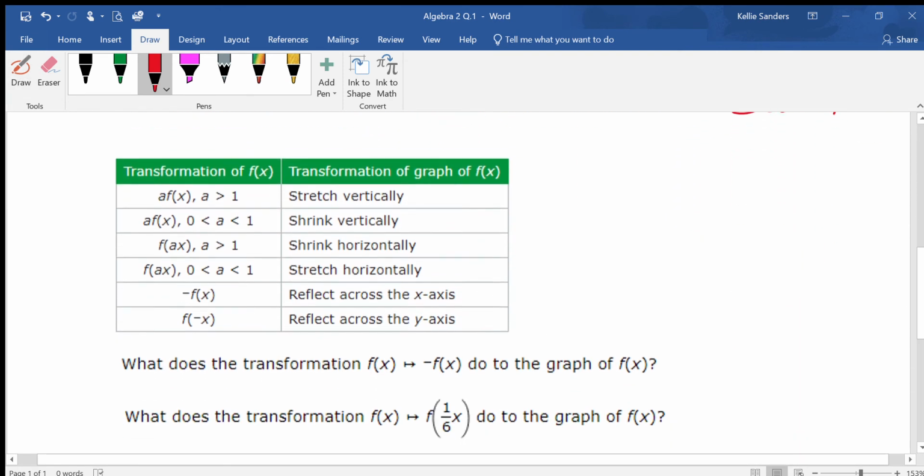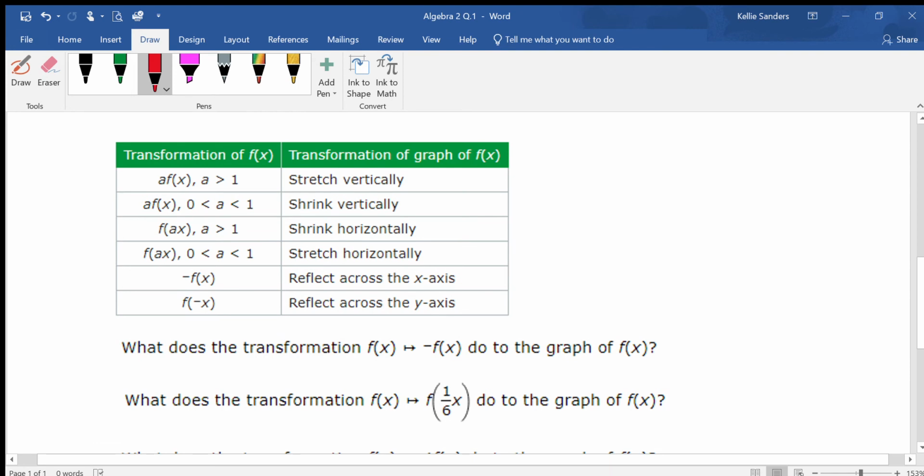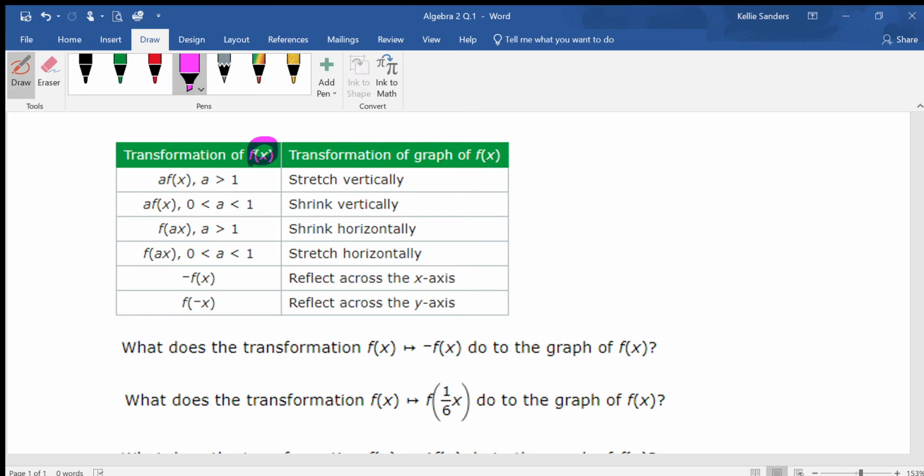See, I told you it's going to go really, really fast. And now we're going to slow down for just a little bit also. Alright, so here's f of x again. If the whole equation, every part of the equation, is multiplied by a number, and that number is bigger than 1, then we're going to stretch vertically.